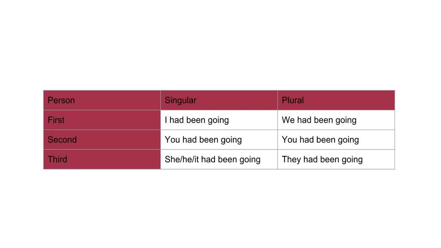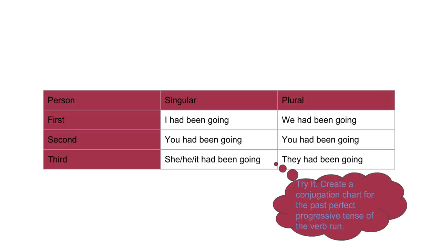Now let's take a look at past perfect progressive. I had been going, we had been going, you had been going, you had been going, she, he, or it had been going, they had been going. We've got our had back from the past perfect. We added in been and going from our present perfect, and voila. Try it on your own, pause your video, and conjugate run into the past perfect progressive.